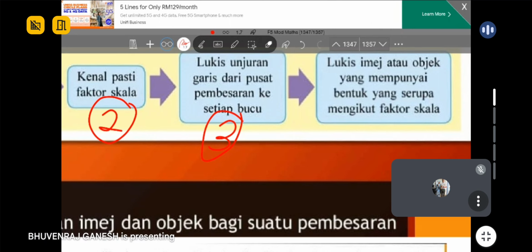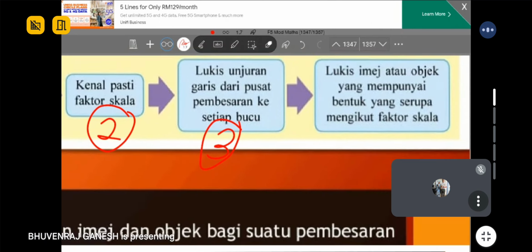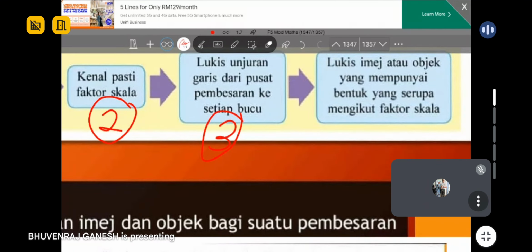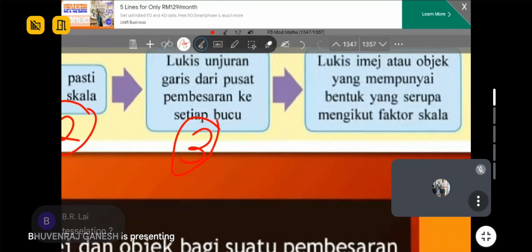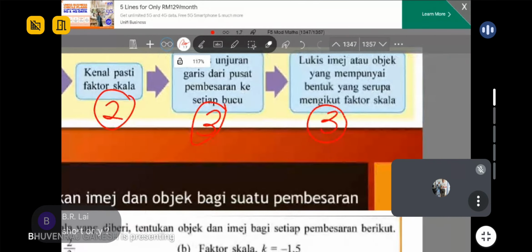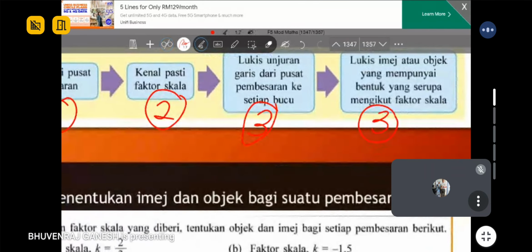Yes, we can definitely finish chapter 5 this month, because we have 2 more weeks. Next week, combined transformation. The last week, revision of chapter 5. Then chapter 6. That's the plan. Next month is chapter 6. Tessellation, I will combine with combined transformation, very short only. So, fourth step, we draw the image and object according to the scale factor.